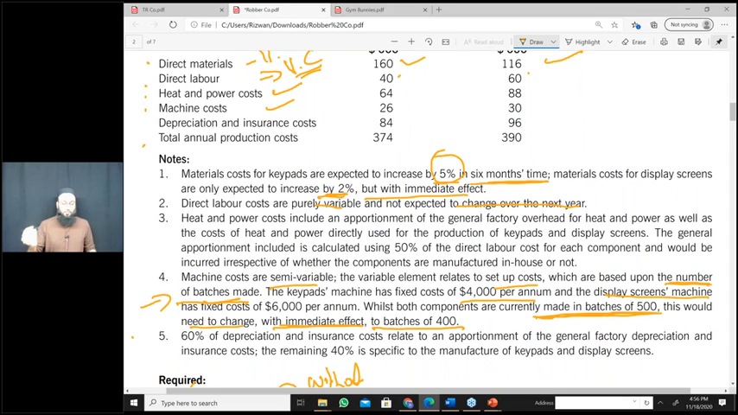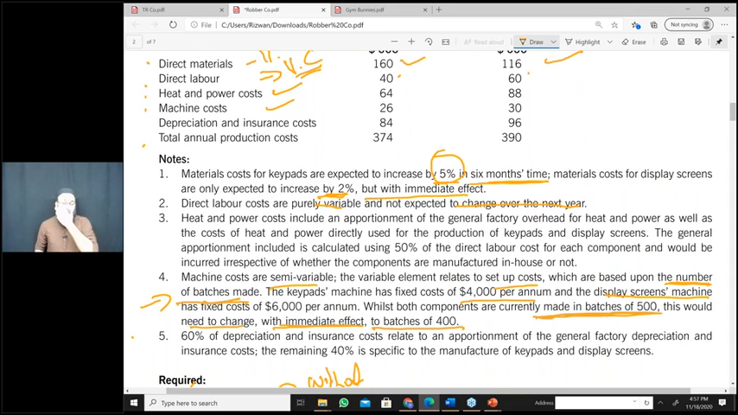So if your current batch size is 500 units and now your batch size will be 400 units, which means if your batch size changes, your number of batches will change, obviously, right? Your batch size is now reducing. If it is reducing, now you need more number of batches. Yes. And if you need more number of batches, because your variable cost is dependent on batches here, your batches will increase, so your variable cost will increase. Exactly, it will increase. Because variable cost is dependent upon batches.